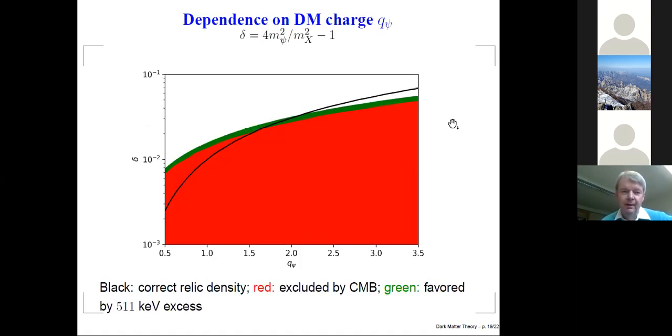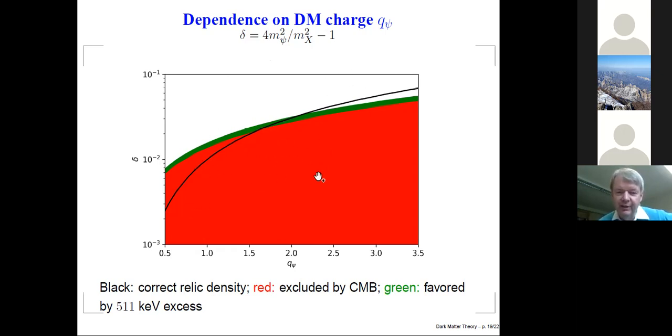Okay, now here's what happens when you allow the dark matter charge to deviate from 1. This black line is now in the plane of the dark matter charge and delta, where delta parameterizes how far you are above the resonance. So small delta means you're very close to the resonance. Larger delta means you're a bit further away. Of course, for U1, really what matters is the product of charge and coupling. So when you're further away from the resonance, you can compensate this by increasing the dark matter charge. So that's why this curve has a slope going up.